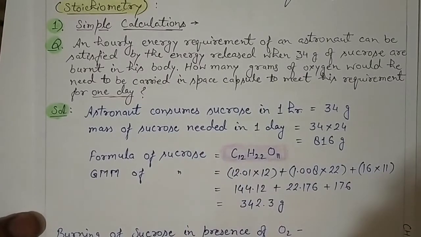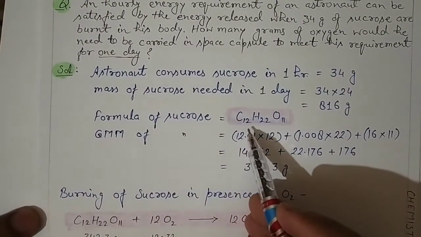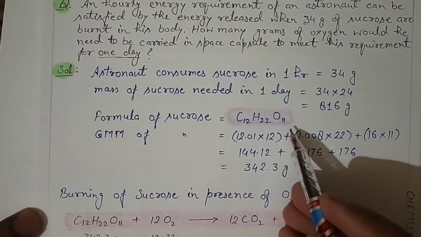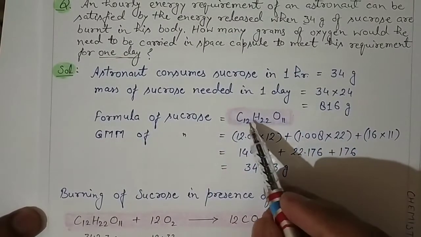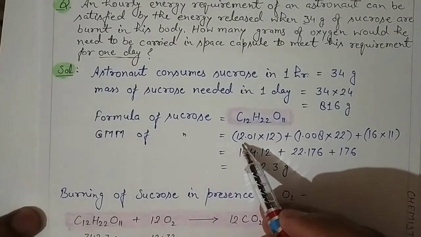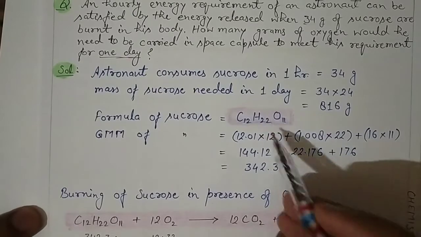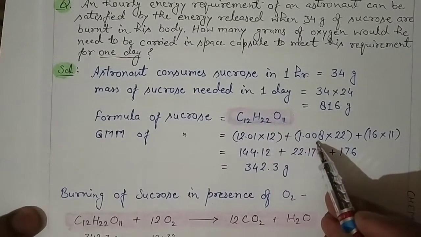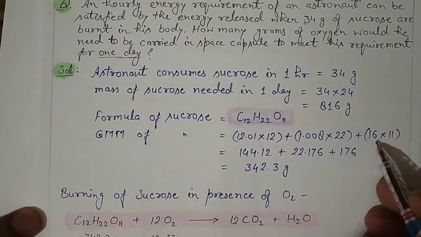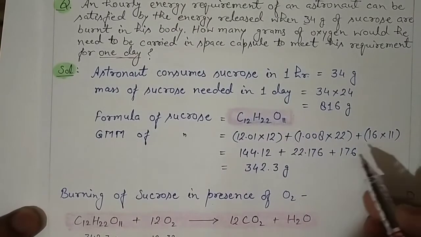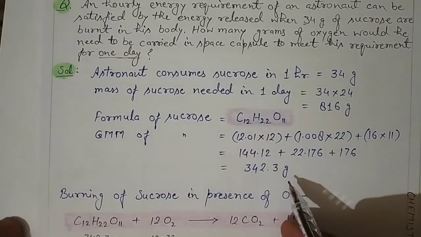Now, first of all we require the formula of sucrose, that is C12H22O11. What would be the gram molecular mass of sucrose? Carbon has atomic mass 12.01 into 12 atoms, plus hydrogen 22 atoms multiplied by atomic mass of hydrogen 1.008, plus oxygen's atomic mass 16, number of atoms 11. When we calculate it, we get 342.3 grams.